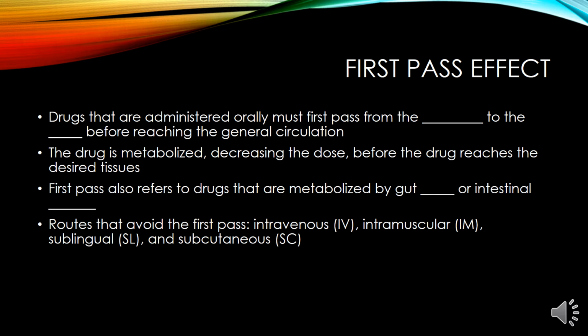Next, we'll discuss first pass. First pass includes drugs that are administered orally that must first pass from the intestine to the liver before reaching the general circulation. The drug is metabolized, decreasing the dose before the drug reaches the desired tissues. First pass also refers to drugs that are metabolized by gut flora or intestinal enzymes. Routes that avoid the first pass include the intravenous route, the intramuscular route, the sublingual route, and the subcutaneous route.